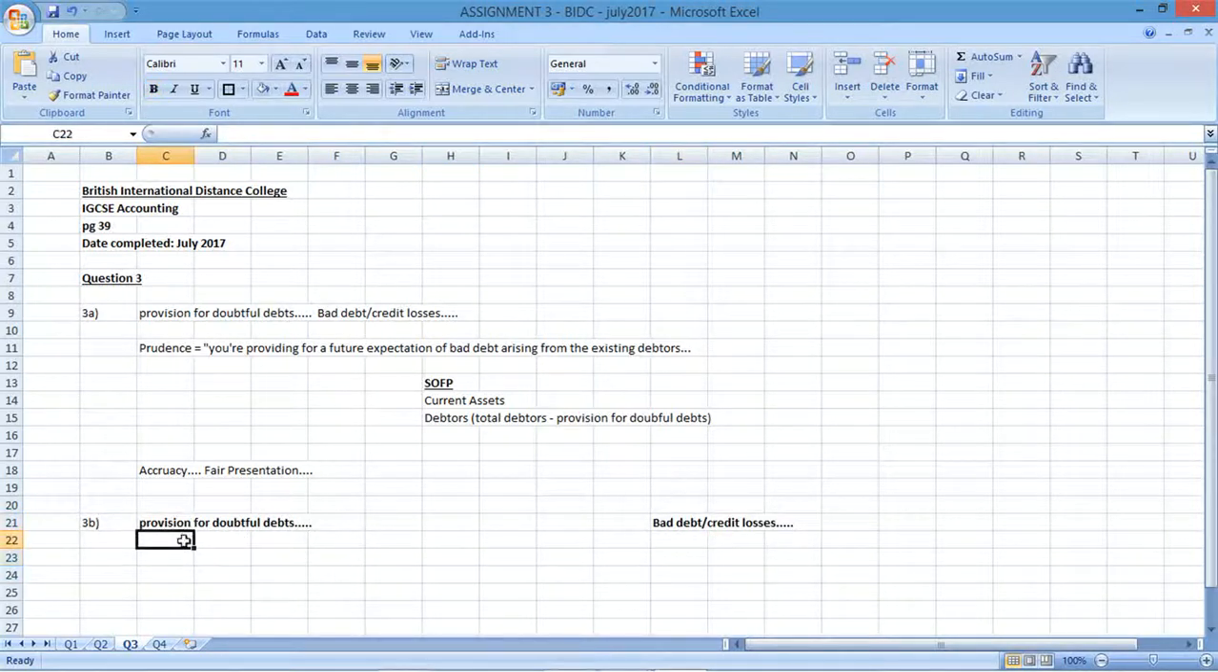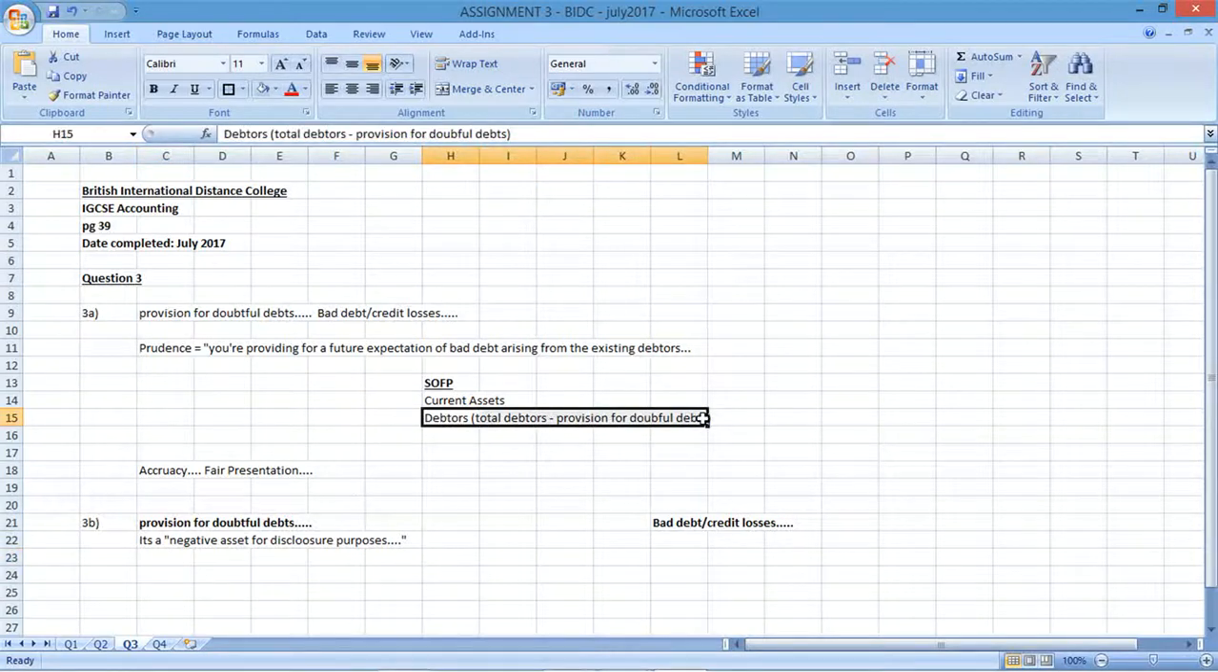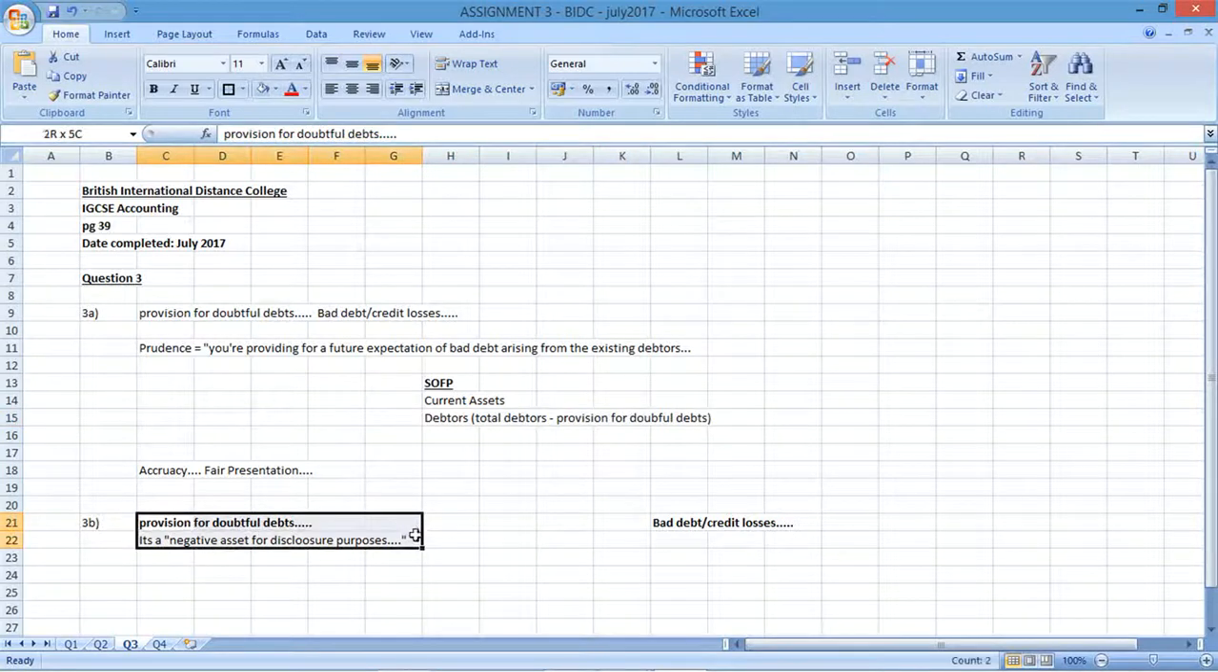So what is a provision for doubtful debts? It's a negative asset for disclosure purposes. The reason why I say that is we spoke about it earlier. Not all your debtors are going to pay, so you're providing for a future bad debt that you're going to have to write off then, but you're creating it now to make the disclosure more accurate.